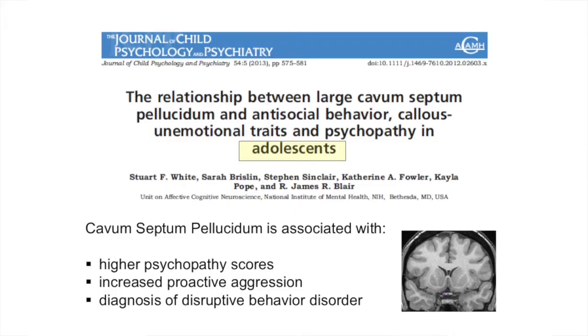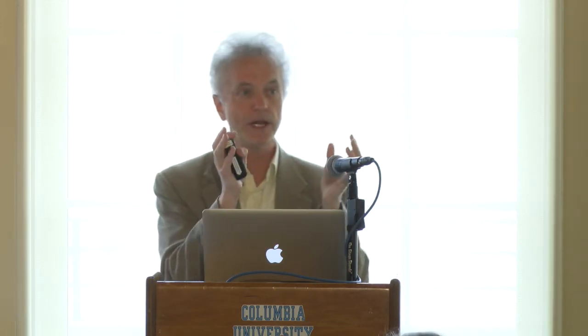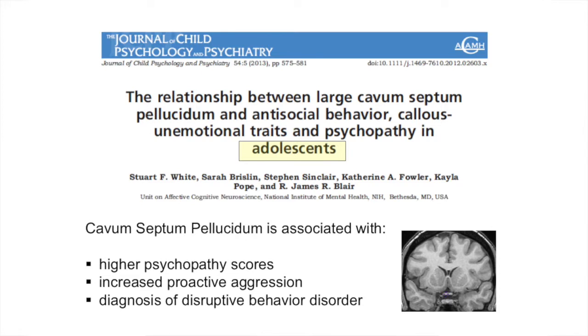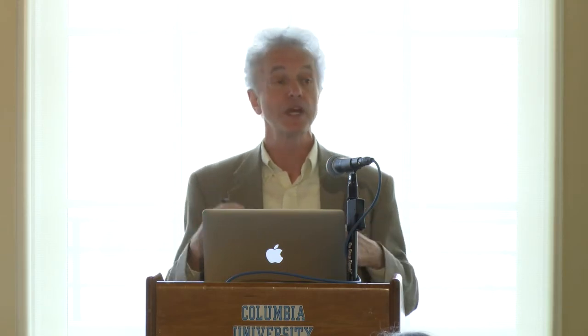So, this early maldevelopment of the emotion regions of the brain is linked to later adult psychopathy, not just in adults, also in children too. This is work by Stuart White and James Blair's group, now looking at cavum septum pellucidum in adolescence, and again documenting that those kids with cavum septum pellucidum, that early neurobiological impairment to the emotional regions of the brain, the limbic system, they have higher psychopathy scores, more proactive or instrumental aggression, and they're more likely to have disruptive behavior disorder.